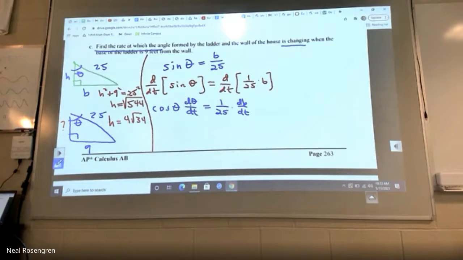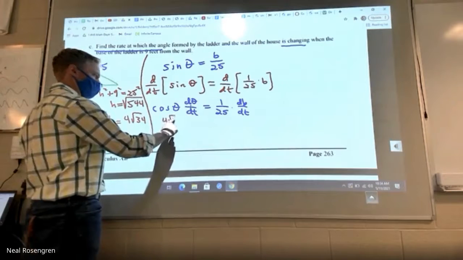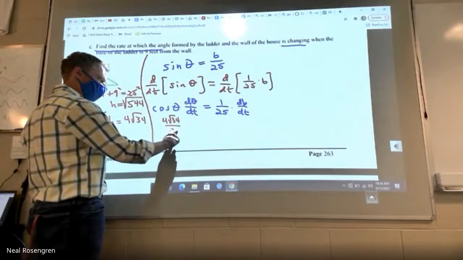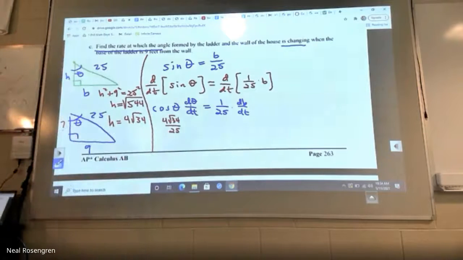Now, I think, and I'll check this to be sure, but just like we don't have to rationalize denominators, you don't have to simplify radicals in FRQs. But if this was a multiple choice, I bet they would have done that. So you want to make sure that we've got that. So cosine of theta is 4 root 34 over 25, there it is, adjacent over hypotenuse.